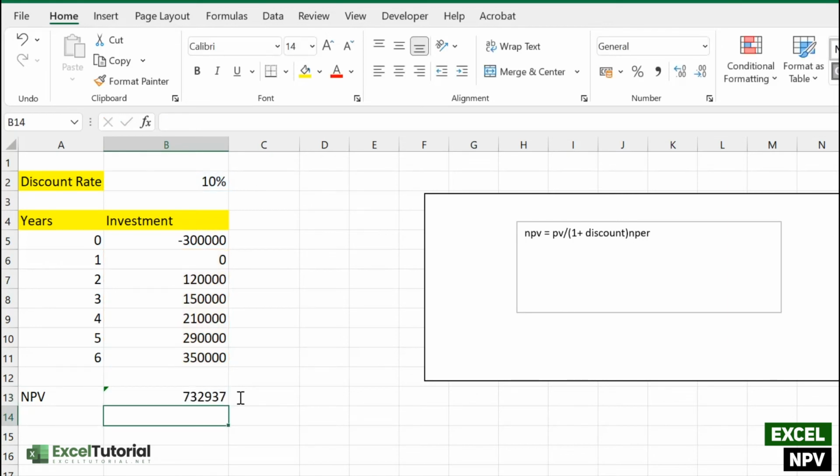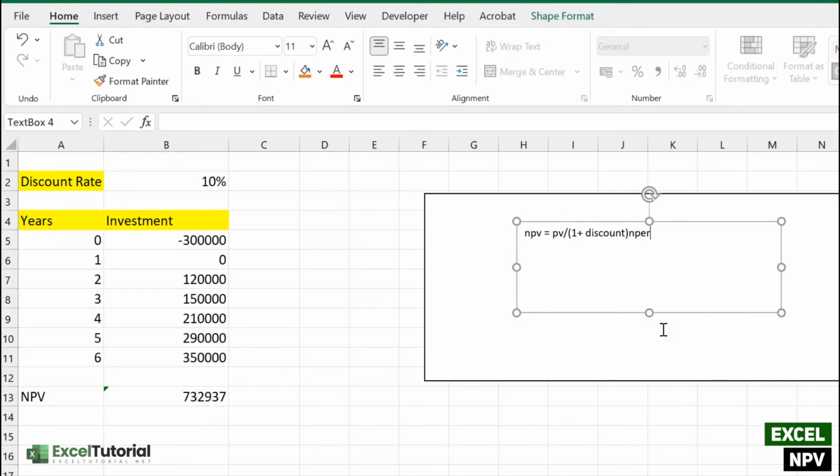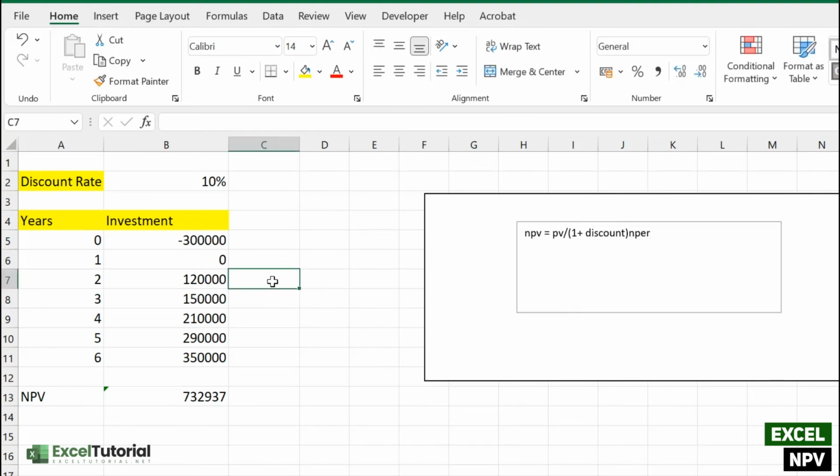Now you must be wondering, so you find an NPV here, but can we get the same answer by applying our traditional method here, such that we don't need an NPV function? Like in the previous video, we found the compound annual growth rate using our custom formula, using the same mathematical expression. That's how we are going to find that in this tutorial.